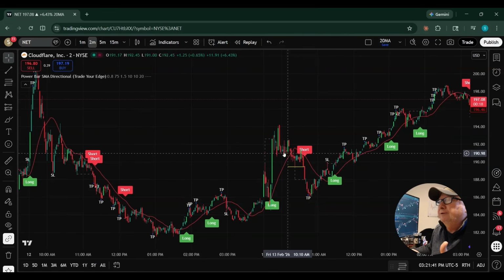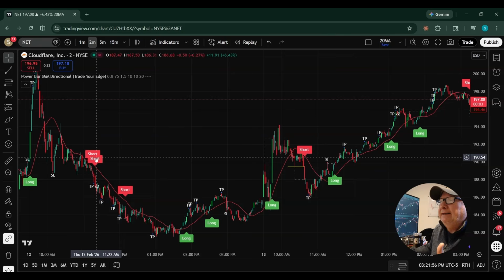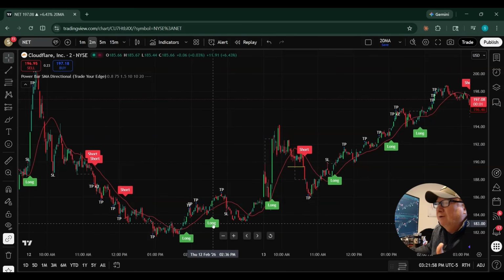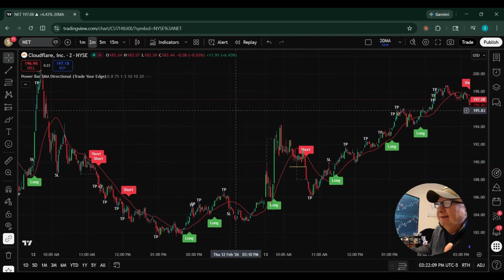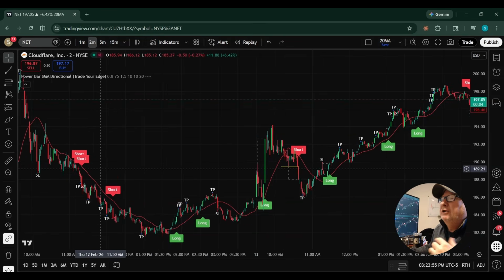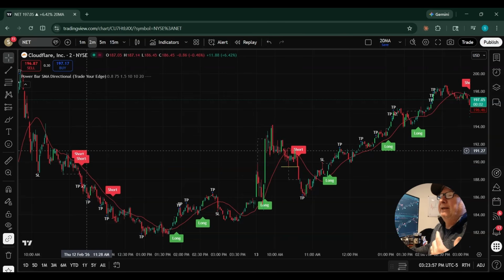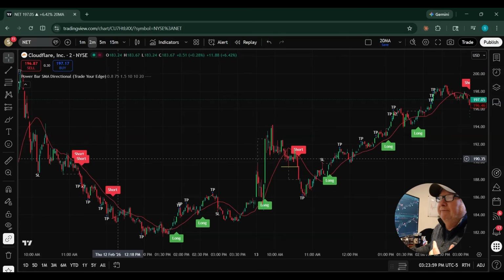This, what you're seeing on the screen, is my proprietary indicator that I built to help other people trade the power bar. So each one of these, the shorts and the longs, fire off when a power bar forms that meets the criteria that I just described. So again, this is 2 days. You can see when the power bar forms, you get a trigger and a take profit level.